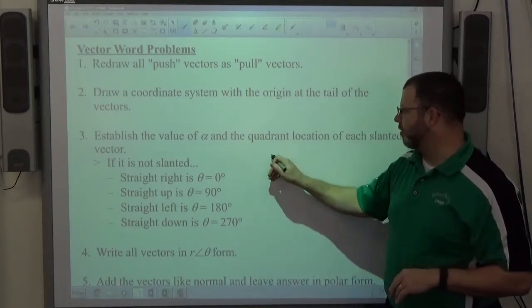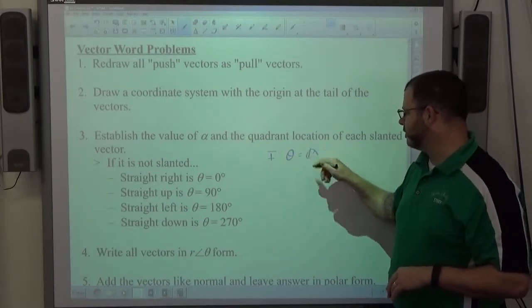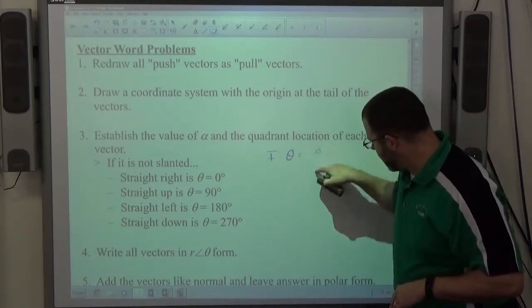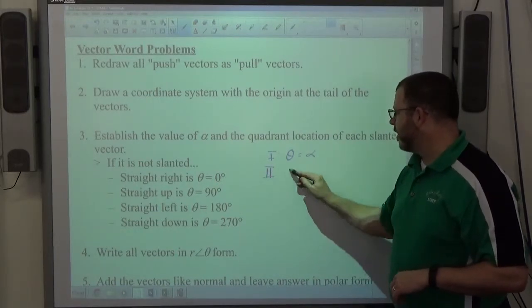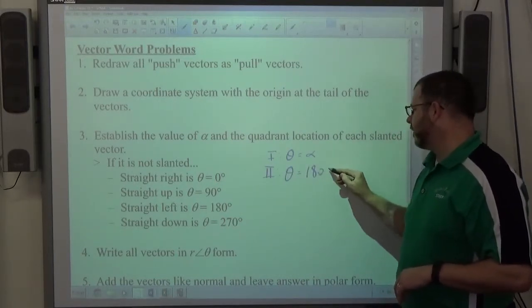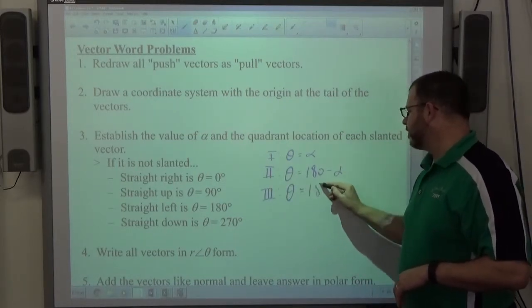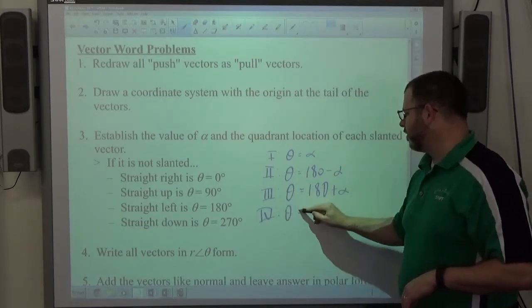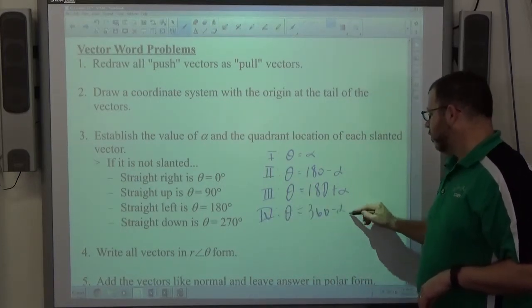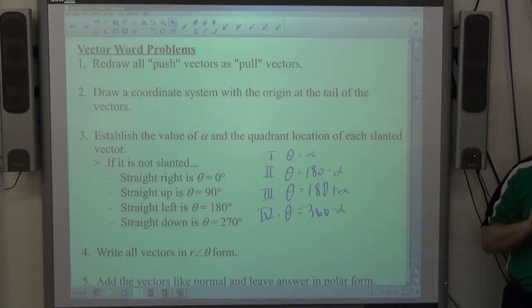Depending on the quadrant, in the first quadrant, theta we're looking for is going to be alpha. In the second quadrant, theta is going to equal 180 minus alpha. In the third, theta is going to be 180 plus alpha. And in the fourth, theta is going to be 360 minus alpha. The same four relationships we've had before for the quadrants. Alpha is going to be the angle written in the picture.